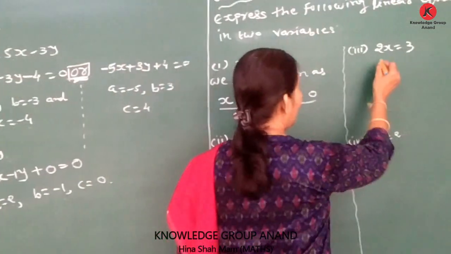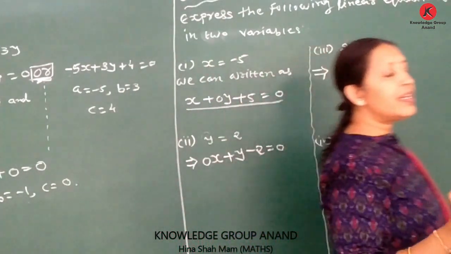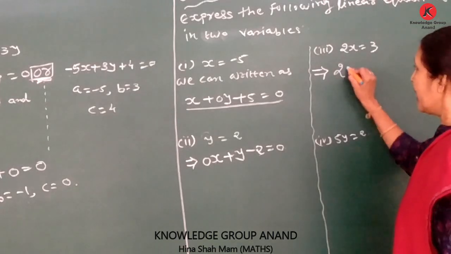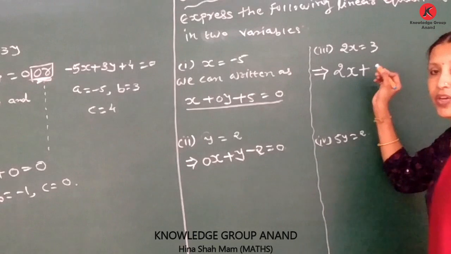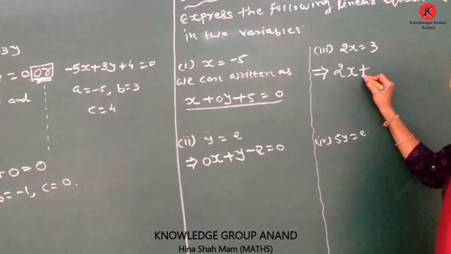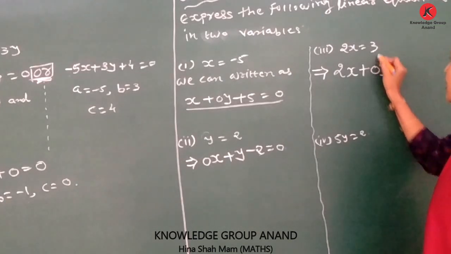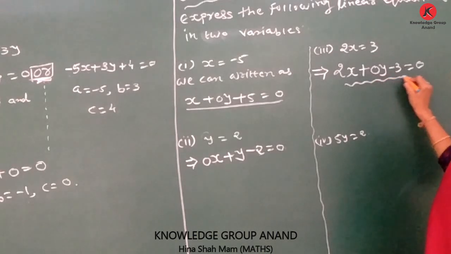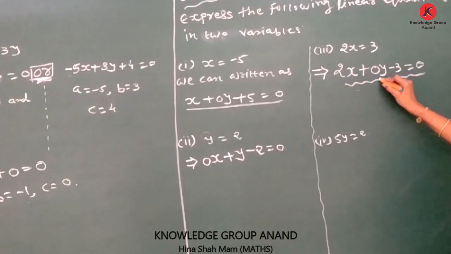Number 3. 2x is equal to 3. Here which term does not exist? 0y. Therefore we write 2x plus or minus 0y. 0 is a neutral number, therefore its sign can be anything, plus 0 or minus 0, therefore 0y minus 3 equals to 0. It is written in two variables as 2x plus 0y minus 3 equals to 0.